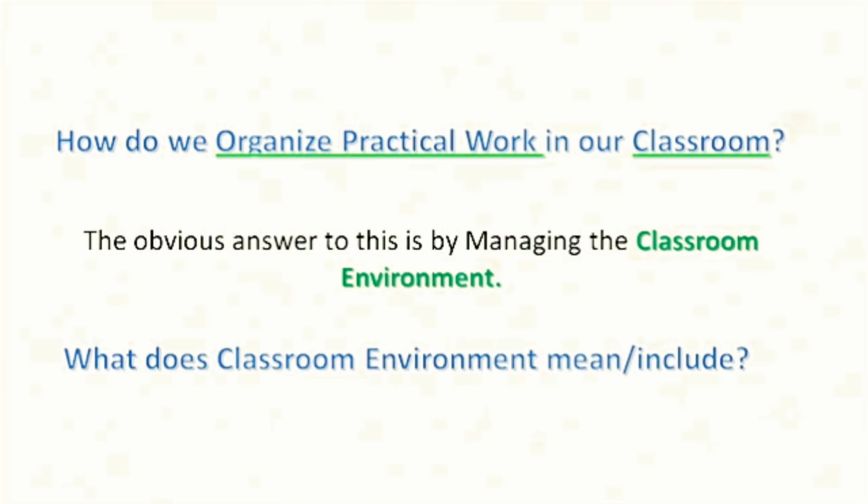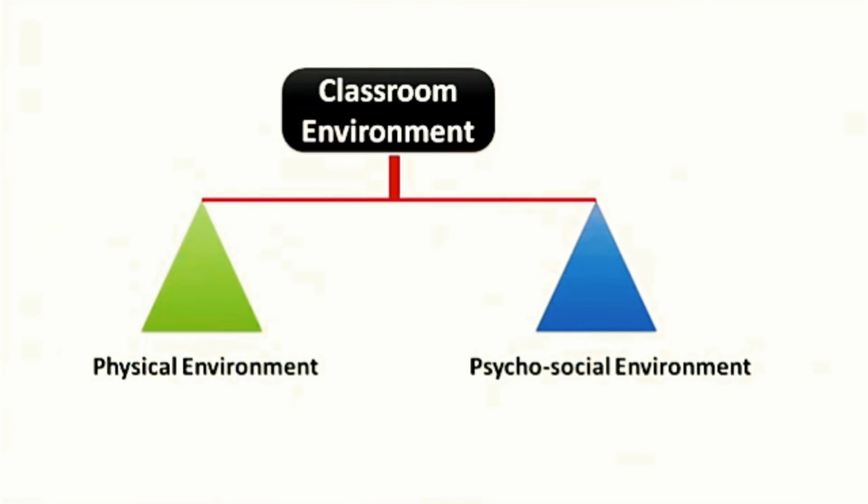So, as a teacher, you have to systematically plan. So, how do we organize practical work in our classroom? The obvious answer to this is by managing the classroom environment. So, what does classroom environment mean, or what does it include? Well, when we look at the classroom environment, it's a two-pronged process. There are two components to this. The very first one is the physical environment, and the second one is the psychosocial environment.